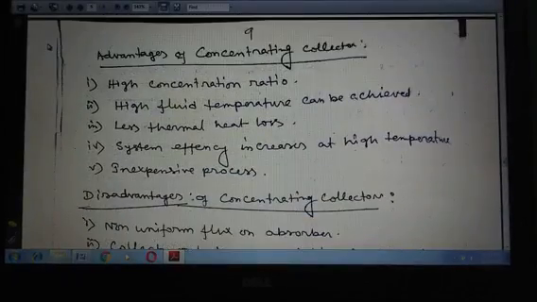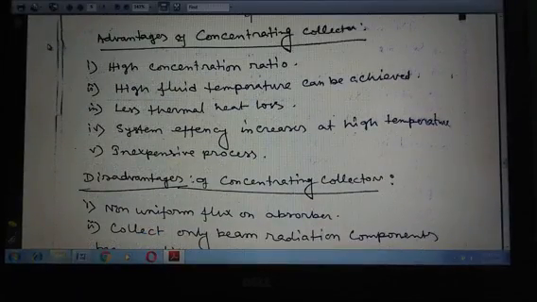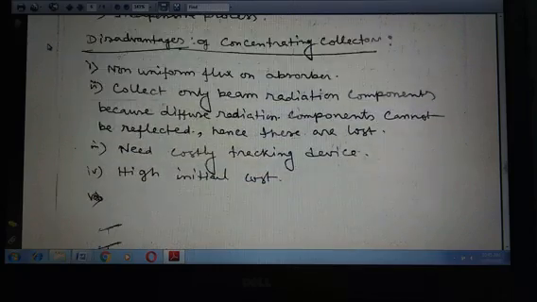Now, the advantages of concentrating collectors. High concentration ratio is the first advantage, which is a disadvantage of the flat plate collector. Next advantage, high fluid temperature can be achieved because the collection area is not larger than the flat plate collectors. Next, less thermal heat loss. This is also an advantage of this type of collecting system. Next, system efficiency increases at high temperature because the heat losses are minimum, so the efficiency is maximum. Inexpensive process, so this process is not expensive.